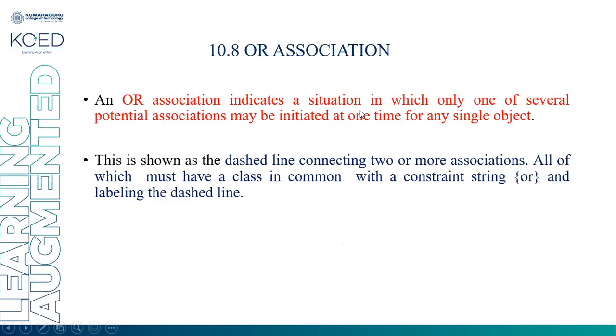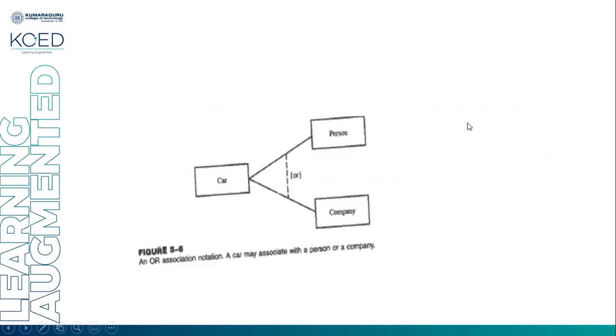So it's a situation in which only one of the several potential associations may be initiated at one time, at a particular time, for any single object. This is the OR association.